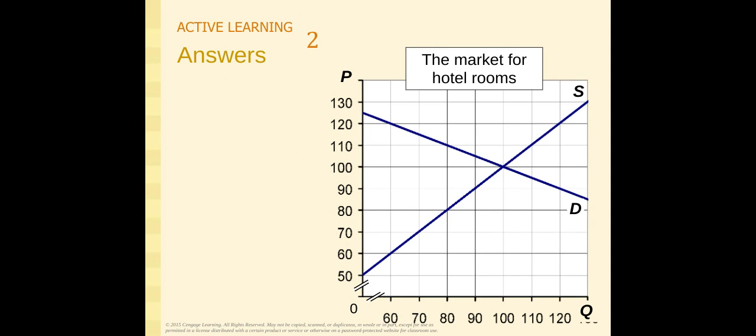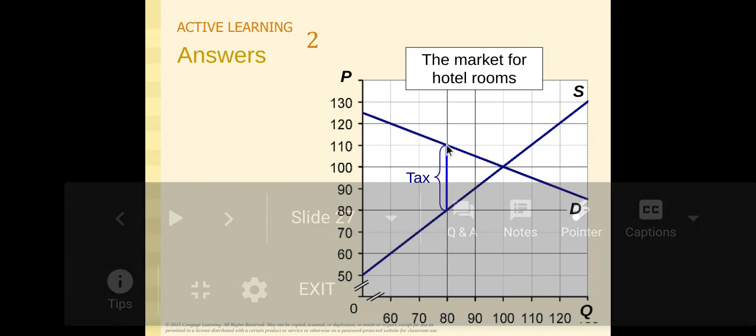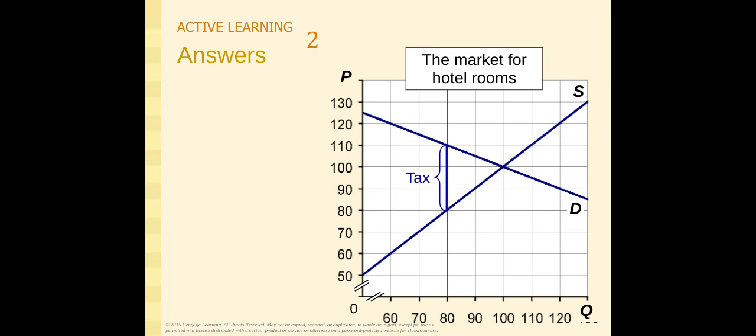All right, here's the answers. As you will see, the tax of $30 is right here, because if you look, it's $110 right there. And then if you go down to $80, they're still on the supply and demand line, but 110 minus 80 is $30. So that's the tax. So the new quantity at that point is 80 hotel rooms when it used to be 100.